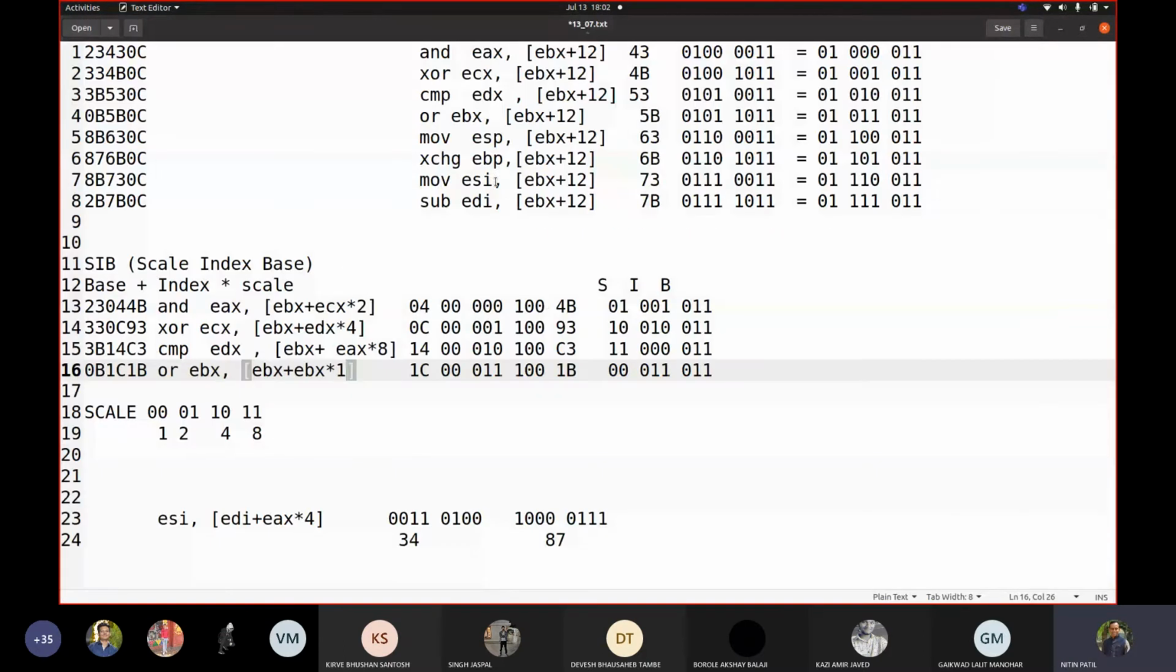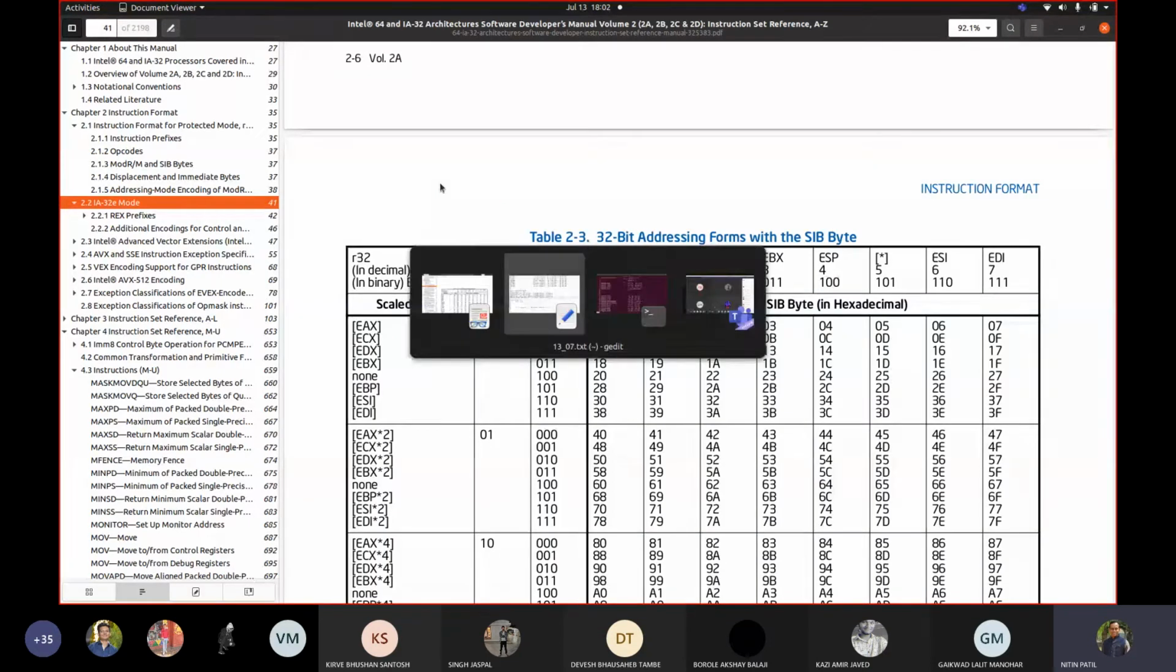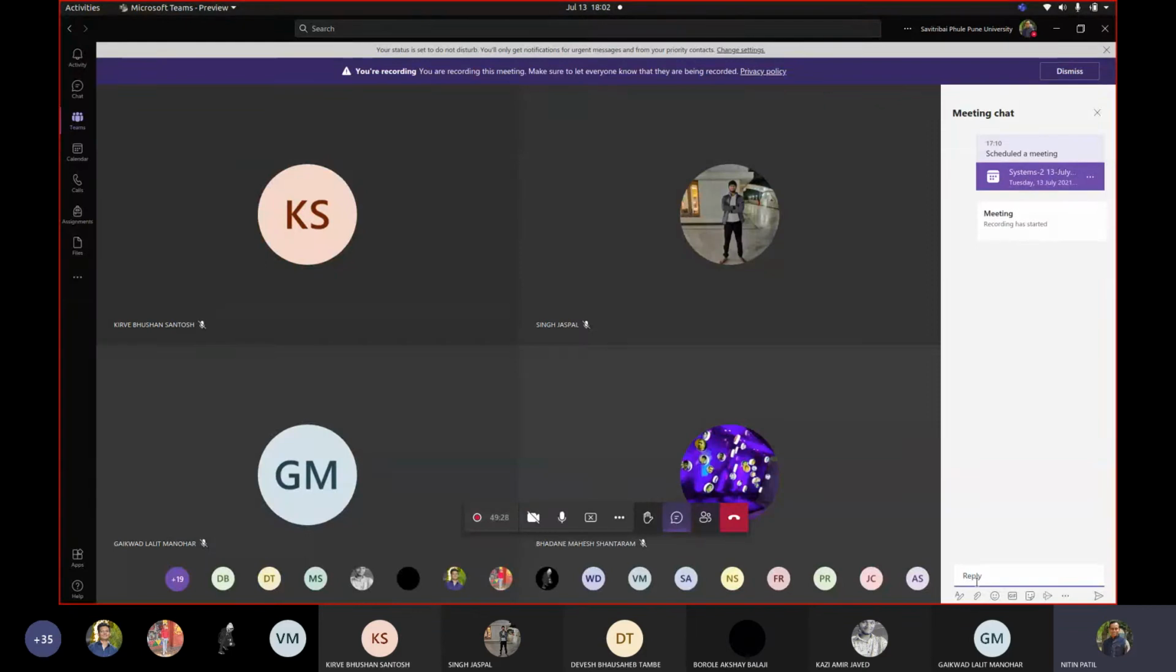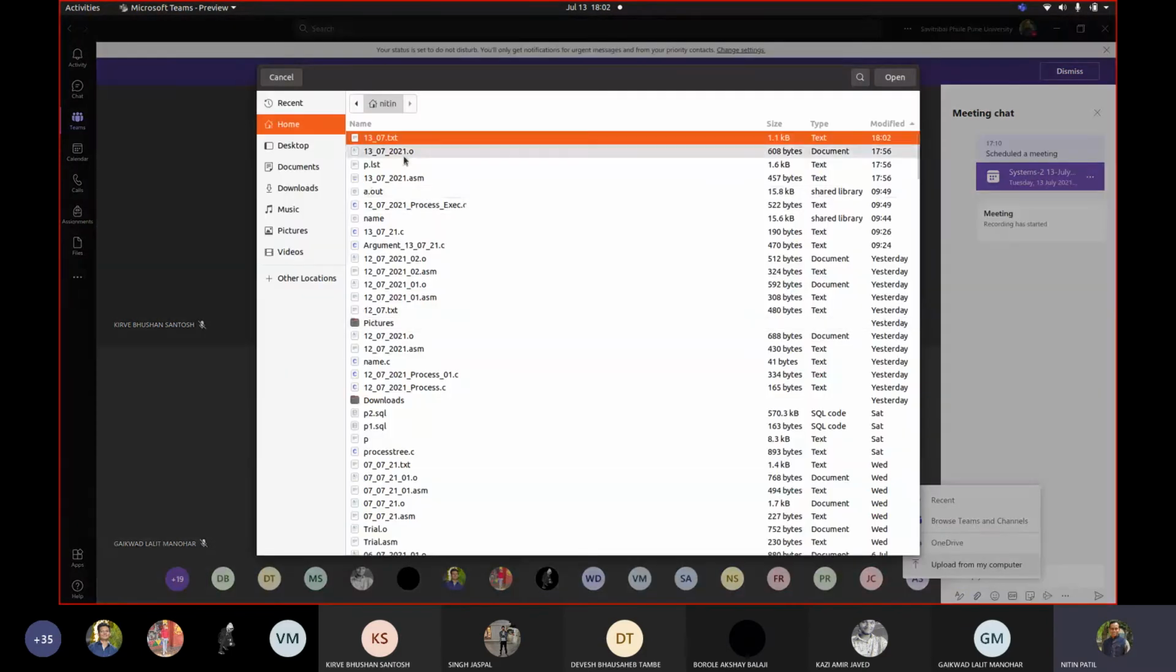You can ask. Okay, let me first add this file for you, or both the files I will add, so that you can try on your machines too. Upload the txt and ASL files.